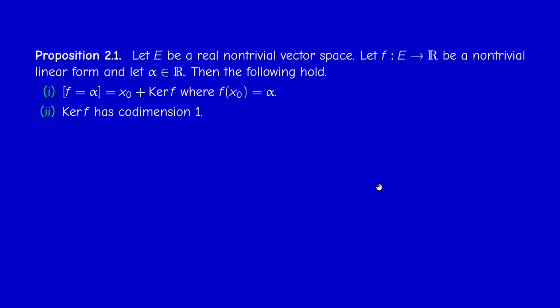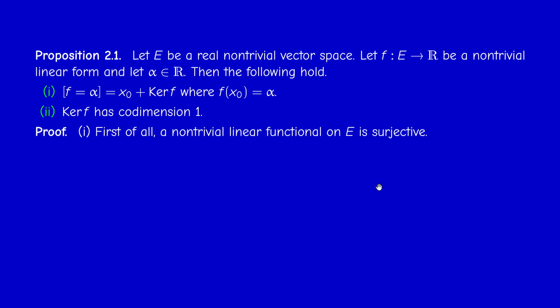The second point is that the kernel has codimension 1, and this is something that we expect, because a line in the plane has codimension 1. An algebraic complement is another line, which is not parallel to it. And the codimension of a plane in three-dimensional space is also 1. But this is a very general fact.